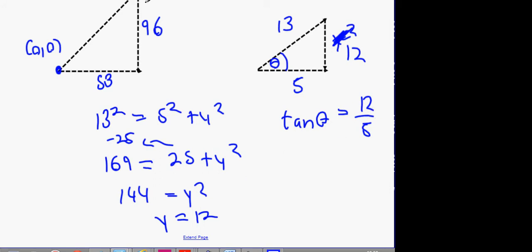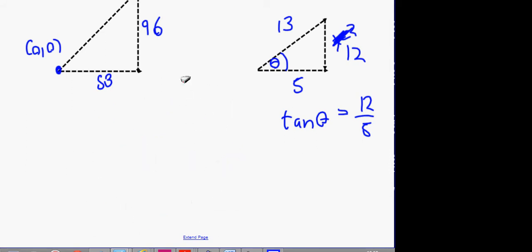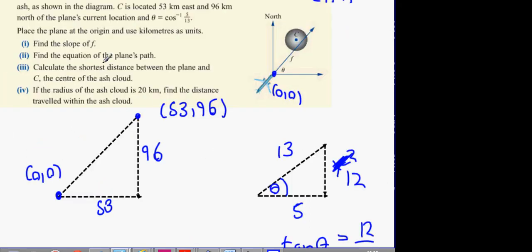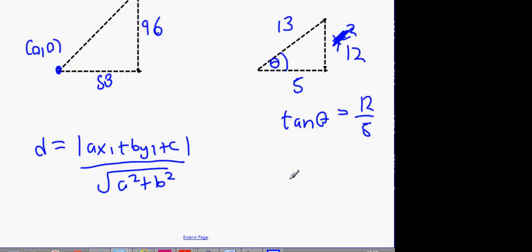Okay? Now what we can do next is, once again, this full exercise is about one equation. It's about the formula D equals (Ax1 + By1 + C) all over the square root of A squared plus B squared. Now what we can do is this, guys. Find the equation of the plane's path. What we know about the plane's path is its slope is 12 over 5 and it contains the point 0, 0. So we can find the equation of the line for the plane.